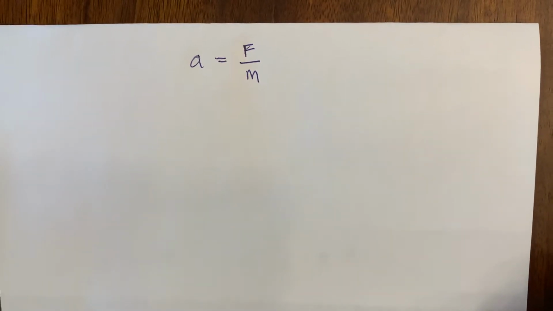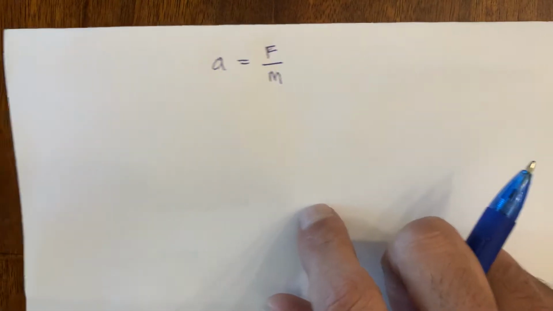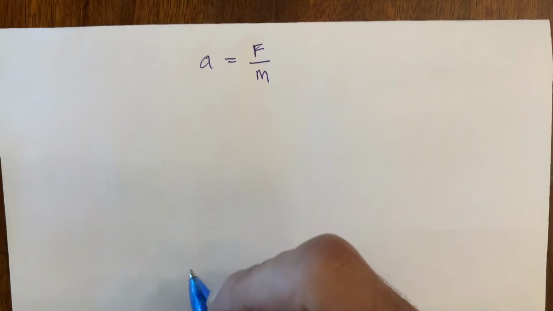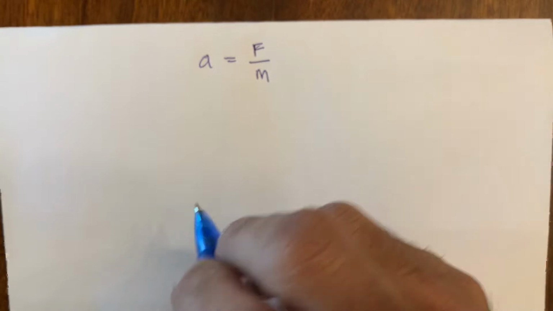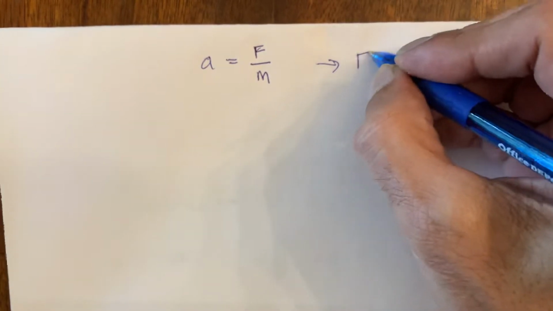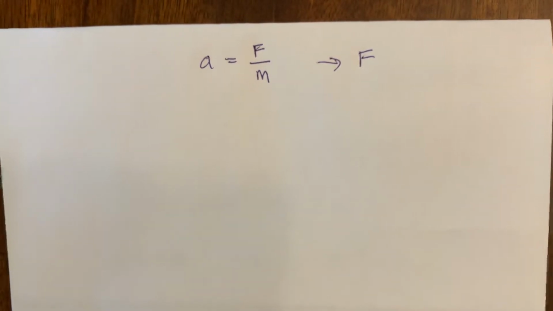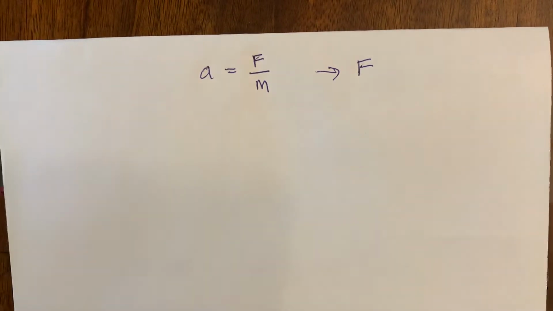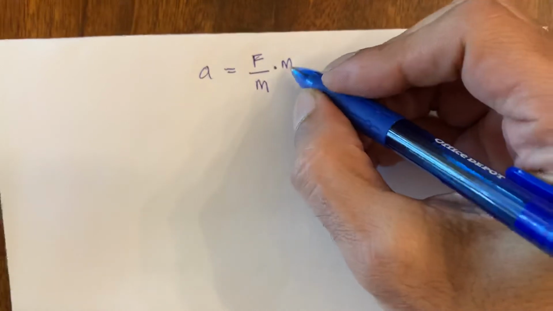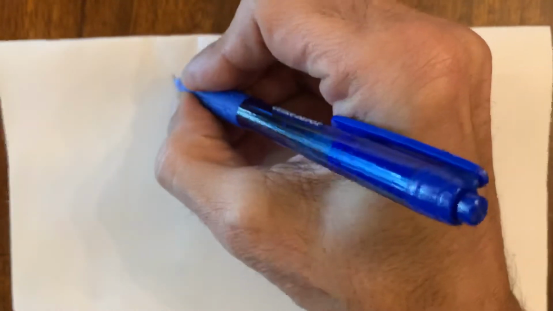Okay, next we're going to look at another equation, a equals f divided by m. And let's say I want to solve for f. Well, looks pretty simple, right? m is dividing the f, and we want to get f by itself. That's our target. So I'm going to multiply both sides by m, because a multiplier gets rid of a divider.